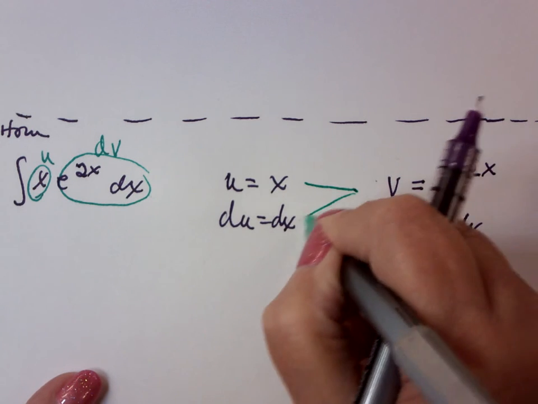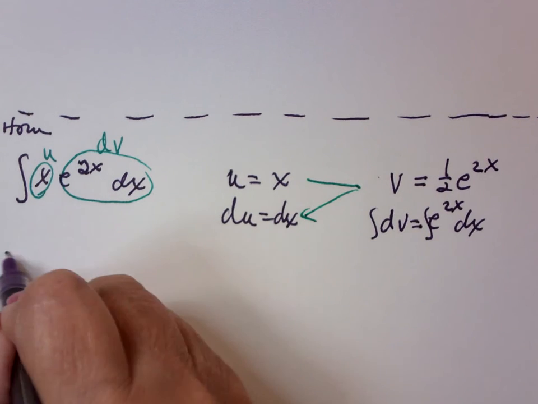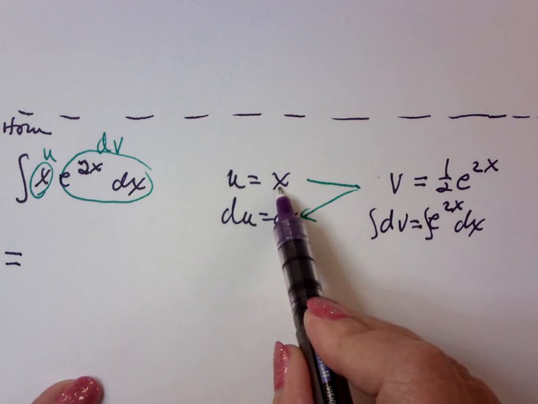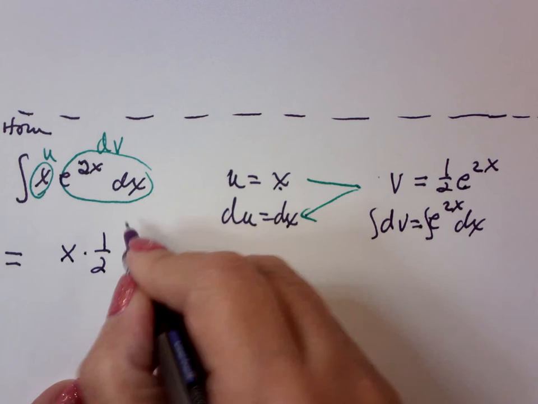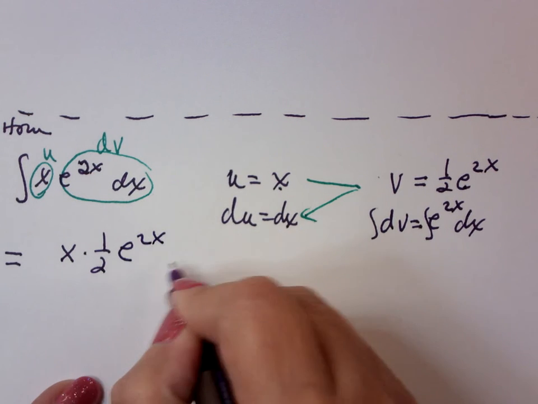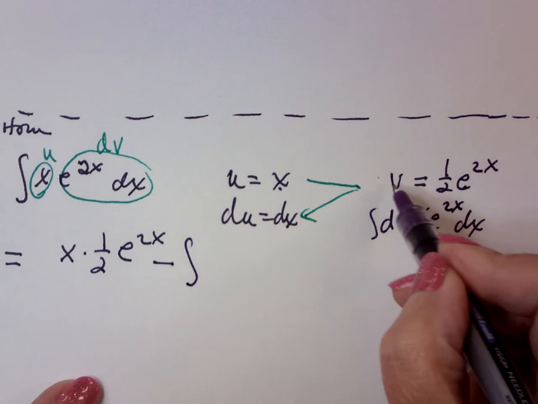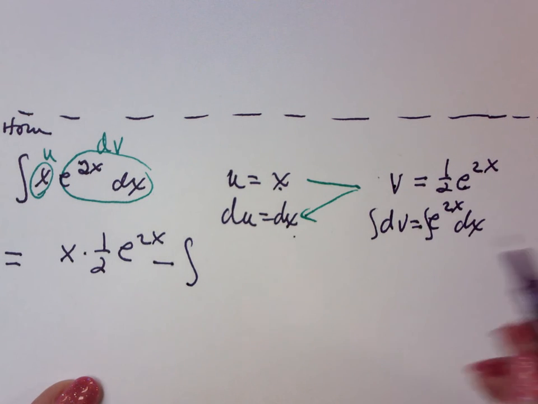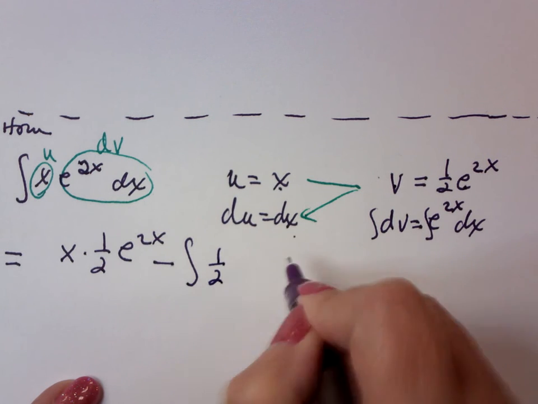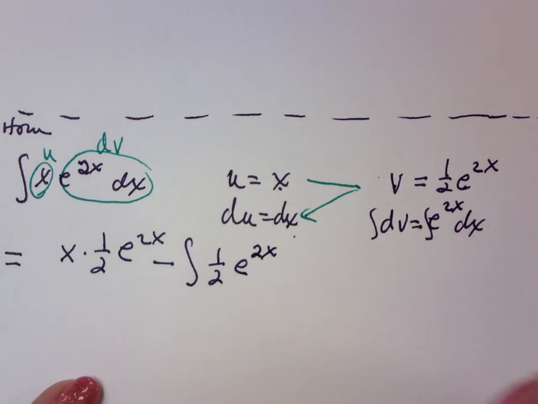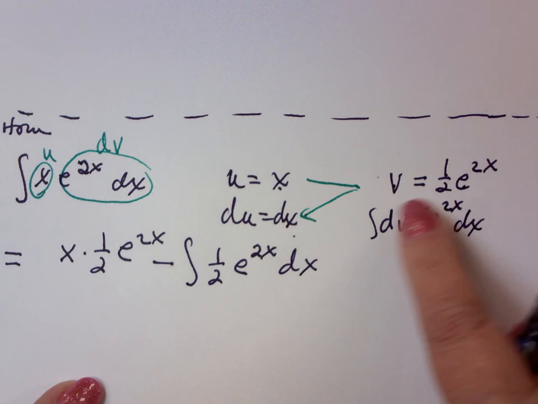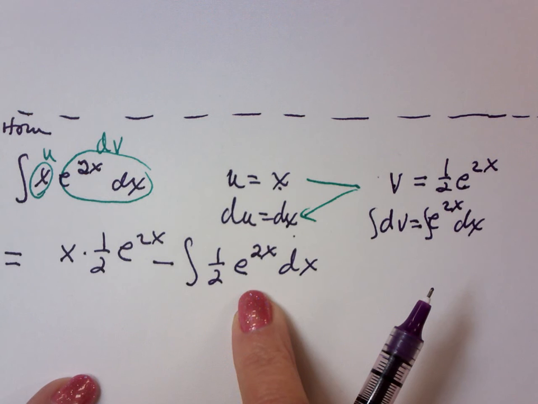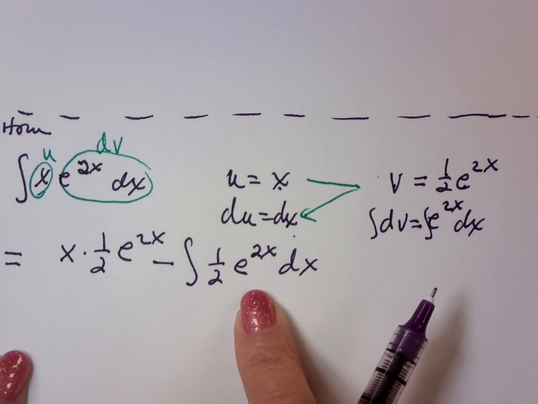So now we parts it. So this is going to be equal to u times v, x times 1/2 e to the 2x minus the integral of v du, which is 1/2 e to the 2x dx. So there's your 2. This is integrable. That's a basic. So everything always goes down to the basic.